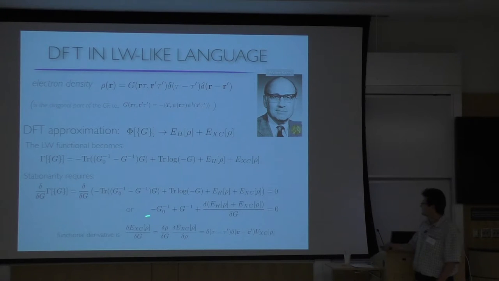That's very simple. The derivative of E exchange correlation with respect to g is the derivative of E exchange correlation with respect to rho times the derivative of rho with respect to g. And what is the derivative of rho with respect to g? We look at the definition here, and we see the derivative of rho with respect to g just gives you the delta functions. So what we get is that the derivative of exchange correlation with respect to g is the usual exchange correlation potential of DFT times these delta functions, which means that the potential is actually static in time.